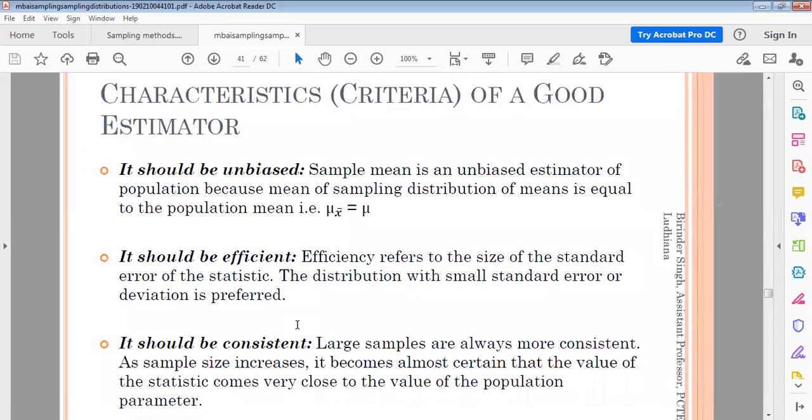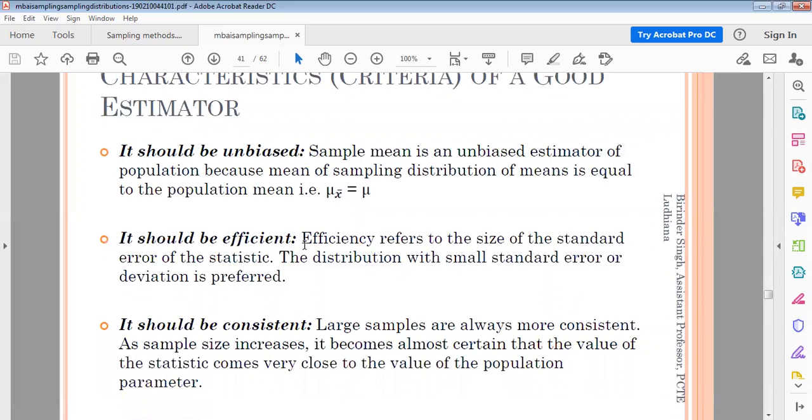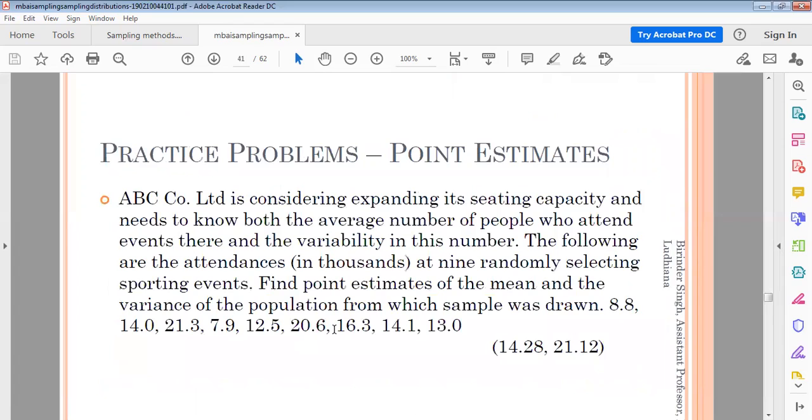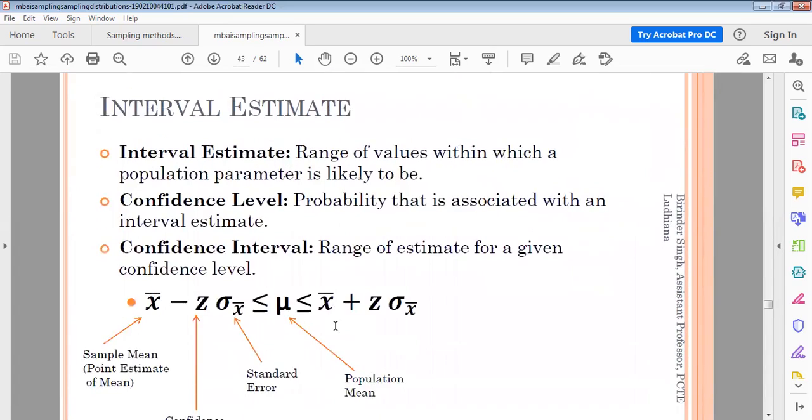Characteristic of a good estimator. Actually, there are several characteristics. It should be unbiased, it should be efficient, it should be consistent, and it should be sufficient. So this is the practice problem for you.